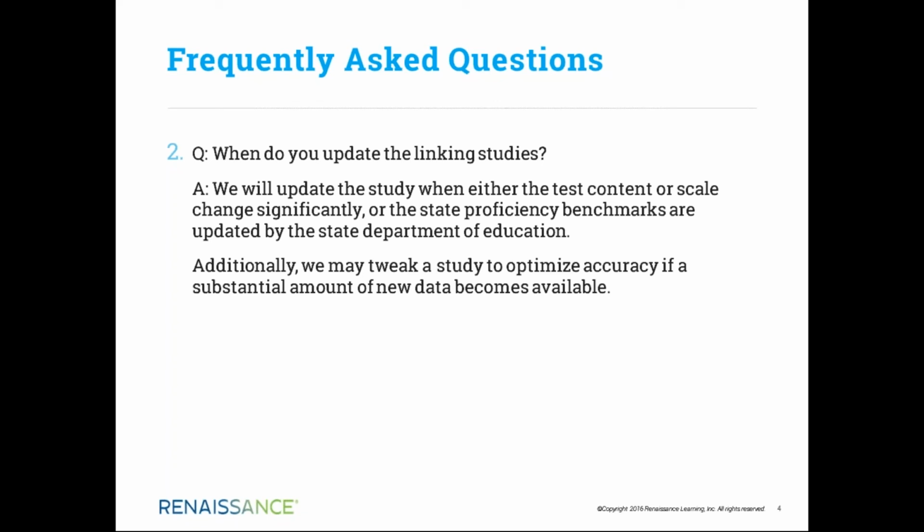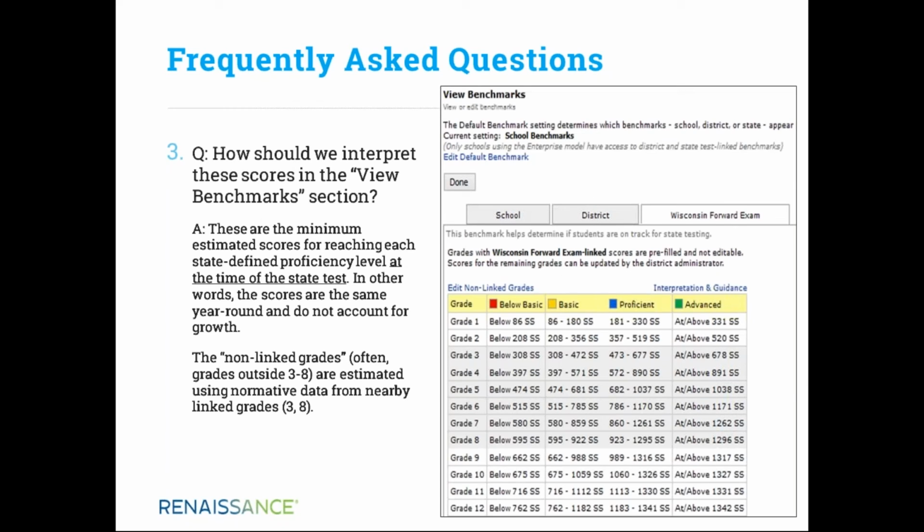And our last question, how should we interpret these scores in the View Benchmark section? These are the minimum estimated scores for reaching each state-defined proficiency level at the time of the state test. In other words, the scores are the same year-round and do not account for growth. The non-linked grades, often those grades outside of grades 3 through 8, are estimated using normative data from nearby linked grades.